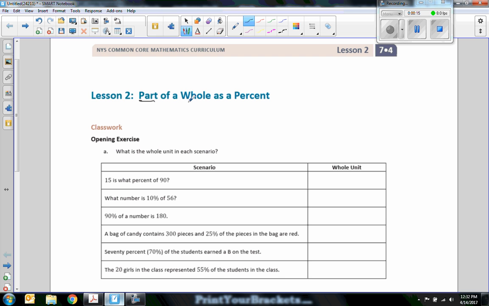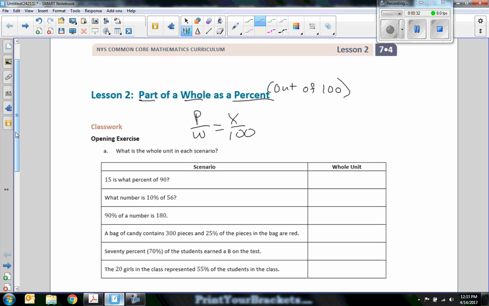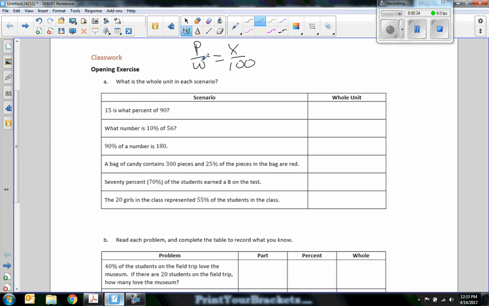Okay, so we have a part, we have a whole, we have a percent. Those are the three things we deal with. So we have an equation: part over whole equals some number over 100, because percent means out of 100. Okay. So we're going to keep this in mind here. Part divided by whole equals some percentage, or some number over 100.